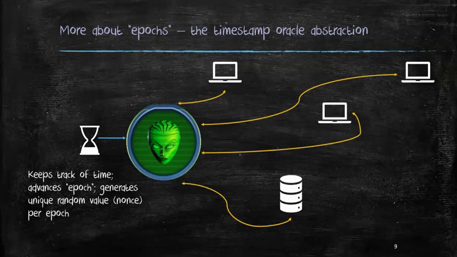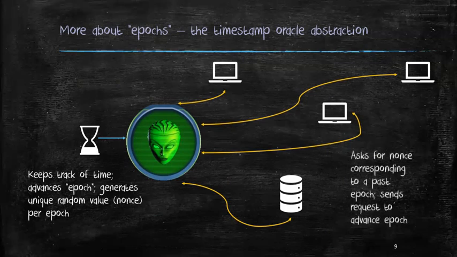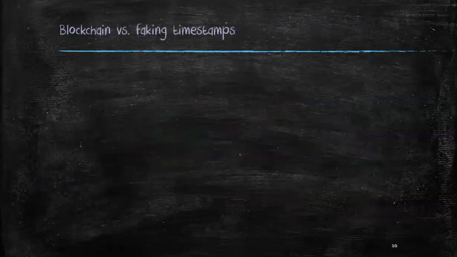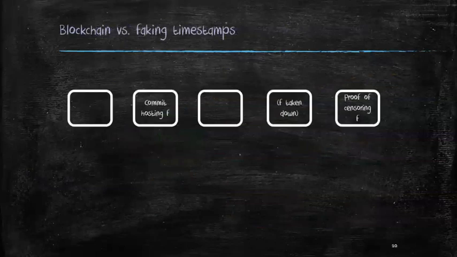All the servers and clients of the system talk to the timestamp oracle over here. What they do is they can inquire about the nonce corresponding to a past epoch, or send a request to advance the epoch. Now, how does this help against a server or client lying about the time, you may ask? So we'll talk about that here.